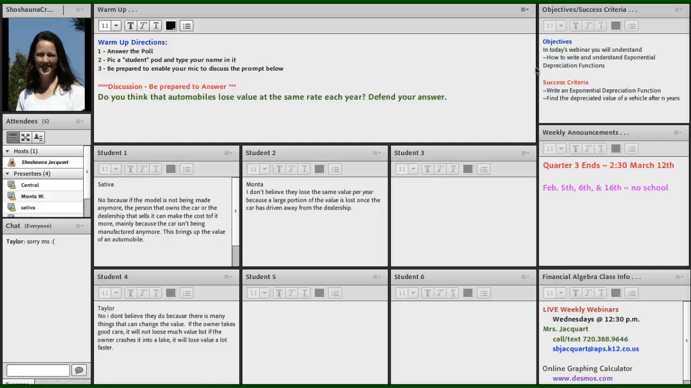Okay. So Sativa brings up a good point. She says no, if the model is not being made anymore, then the person who owns a car or the dealership, they can increase the rates, right? They can move it up. And so I would agree that that would affect the value, whether they depreciate the same all the time. And then Monte says they don't lose the same value per year because a large portion of value is lost once the car is driven away from the dealership.